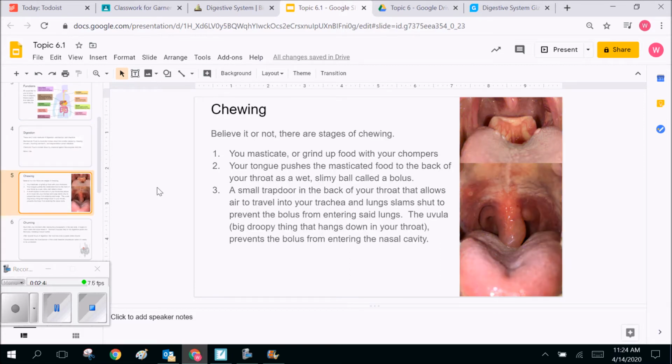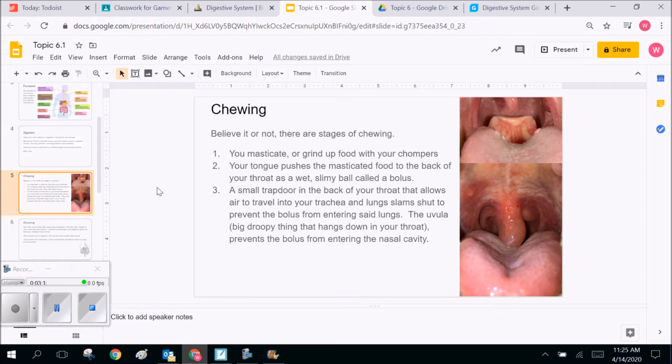Look at those wonderful photographs. Aren't they disgusting? So believe it or not, there are defined stages of chewing because scientists have nothing better to do. No. So we're going to start with a fancy word for chewing, which means you masticate or grind up the food with your chompers or your teeth. Your tongue pushes that masticated food to the back of your throat as a wet, slimy ball called a bolus.